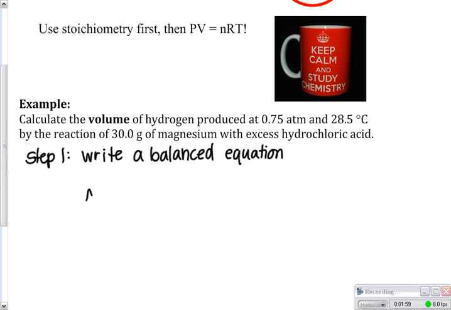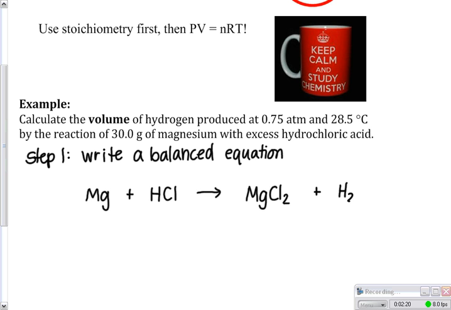Otherwise, we're going to take magnesium, which is Mg, and we're going to react it with hydrochloric acid, which is HCl. This is going to be a single displacement reaction. The magnesium is going to push the hydrogen out. We're going to get MgCl2 as a product and hydrogen gas.